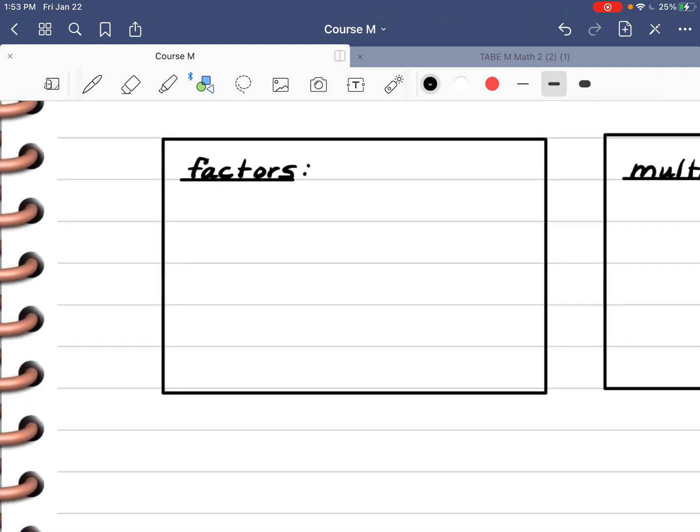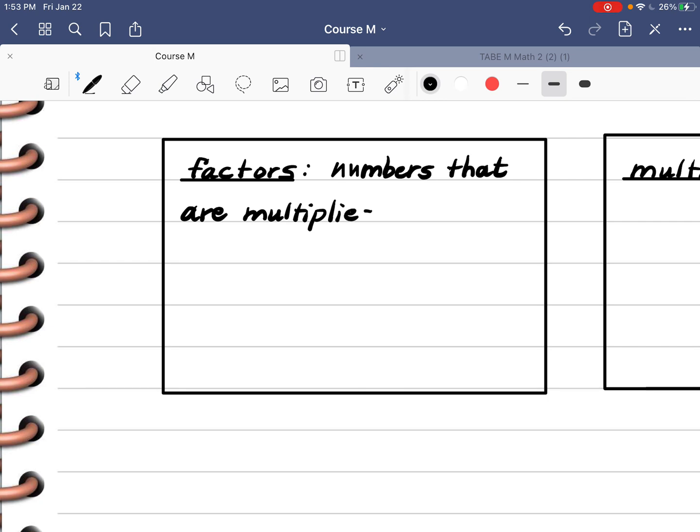Find your flashcard that says factors, and on the back, here's the definition. Factors are numbers that are multiplied together. And let's do some examples. Let's do 3 times 4 equals 12. So here are the factors, 3 and 4.